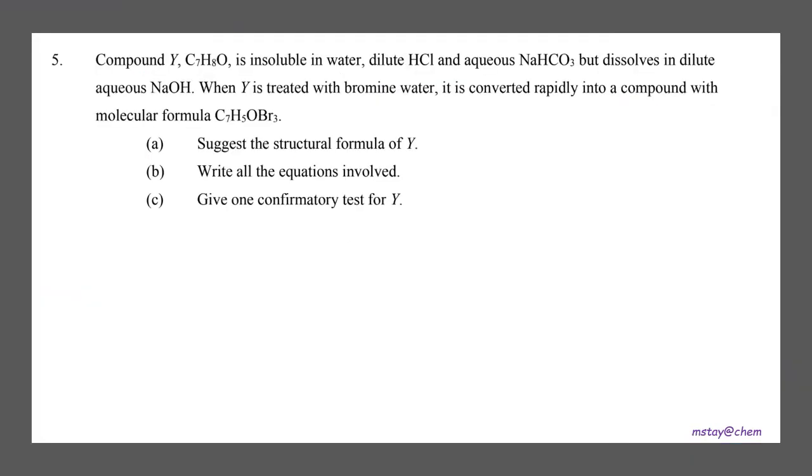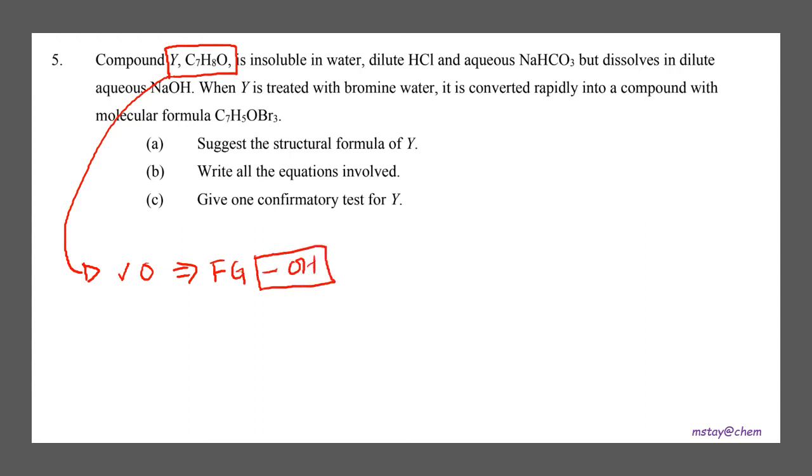Okay, let's proceed to tutorial question number 5. Compound Y, C7H8O. When we read the question, we have to start to analyze it. When we see the formula consists of O, we can identify that the functional group of this compound Y consists of OH. But as we said just now, the OH can be a phenol or an alcohol, so we need to keep reading the question to get the information.